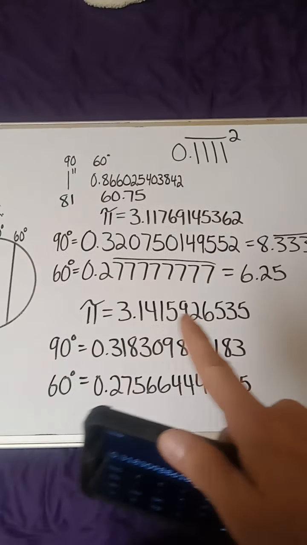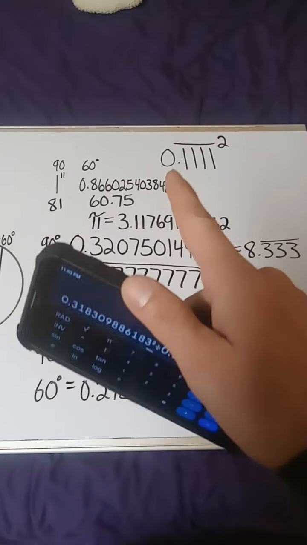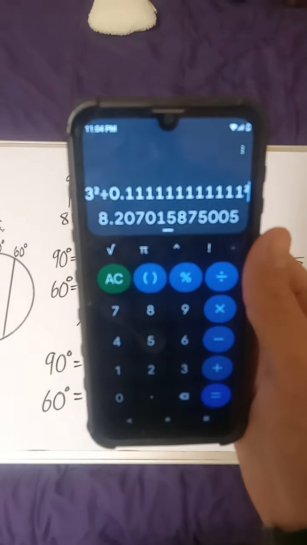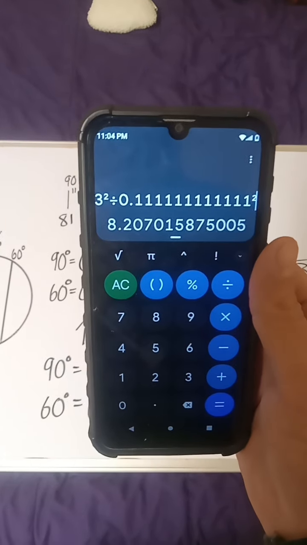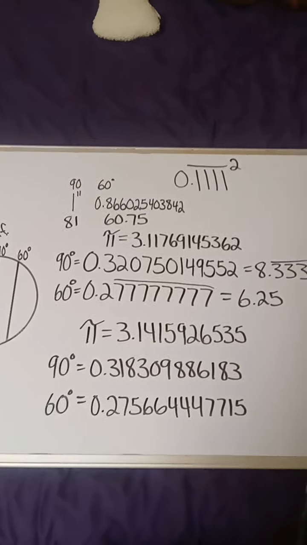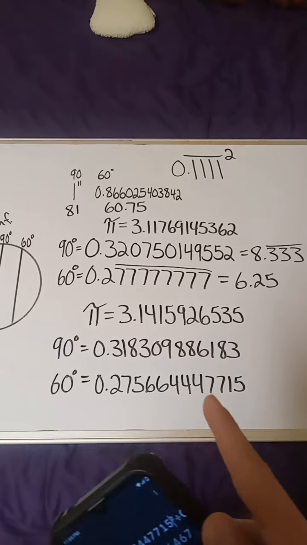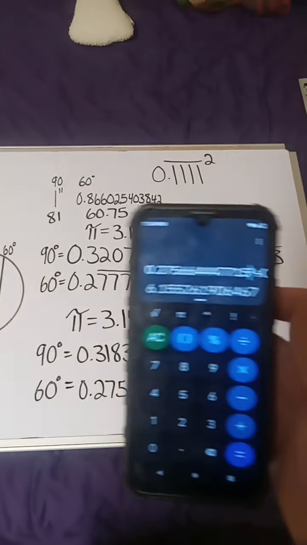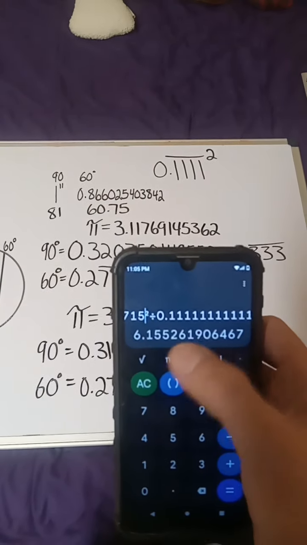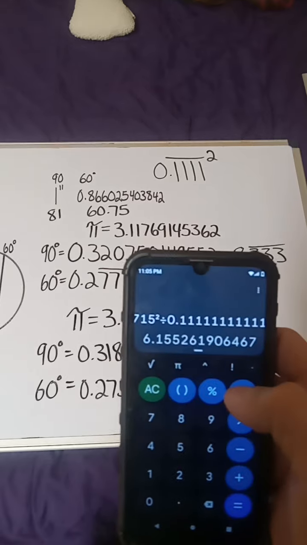When you use their false balance pi diameter and square it and divide it by 0.1 repeating squared, you see that you get 8.207,015,875,005, a number that don't make sense. Then the height in their circle at 60 degrees is 0.2756644477715. Squared divided by 0.1 repeating squared, you get 6.152619, a number that don't make sense.